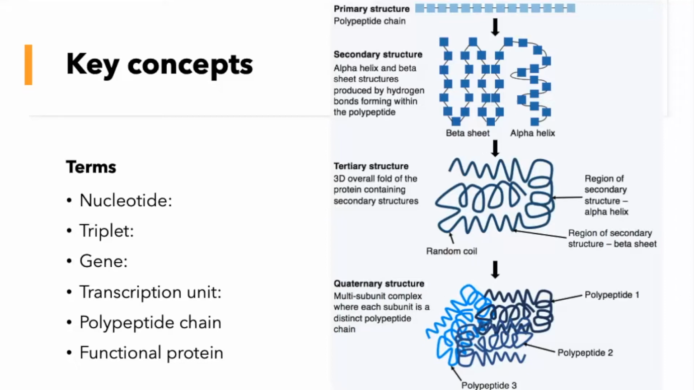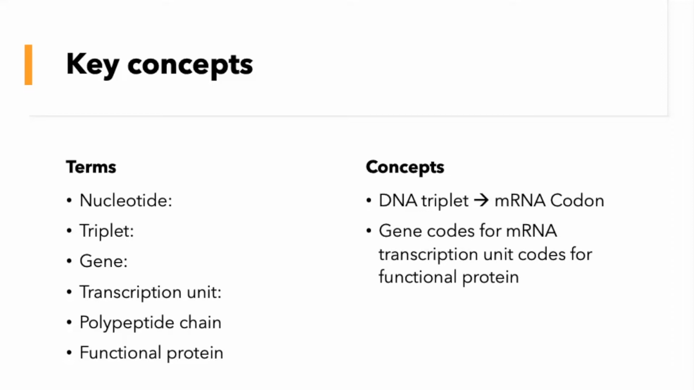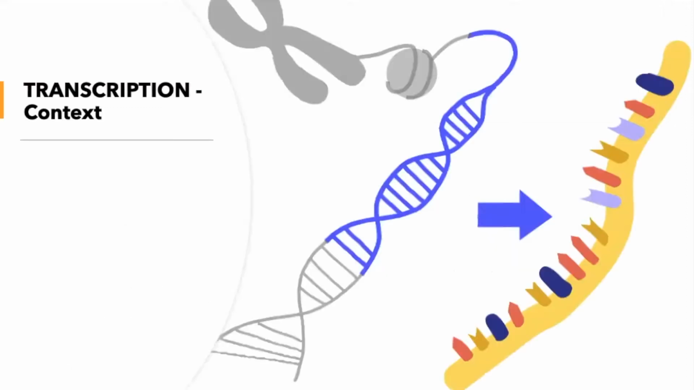So let's sum up some concepts from this introduction. DNA triplets code for mRNA codons, and genes code for mRNA transcriptional units to then produce a functional protein. Now let's look at transcription and translation in more detail.